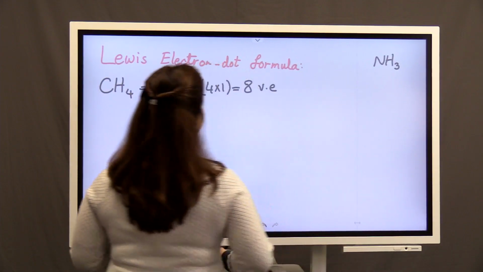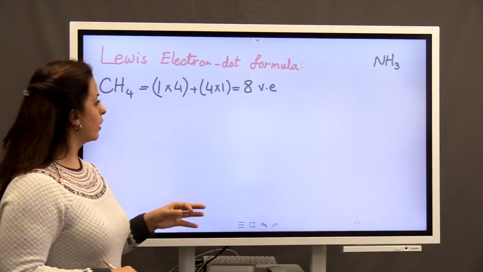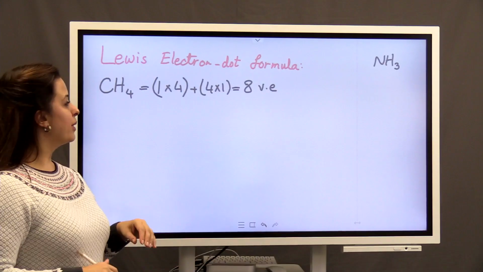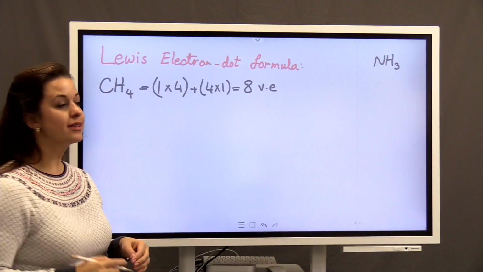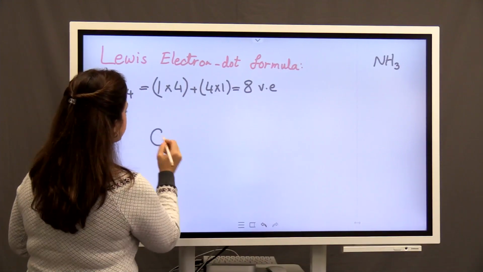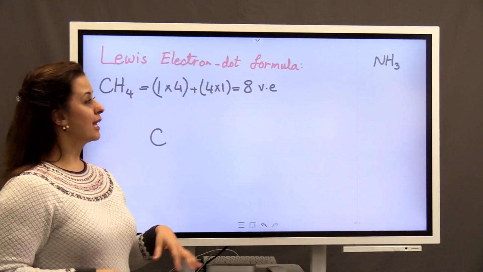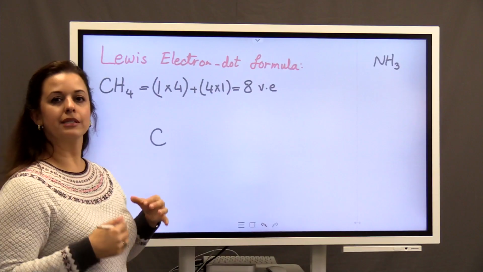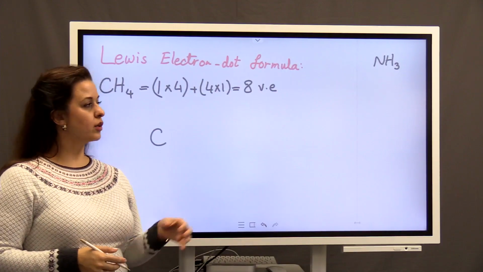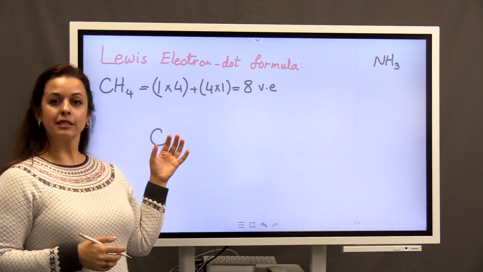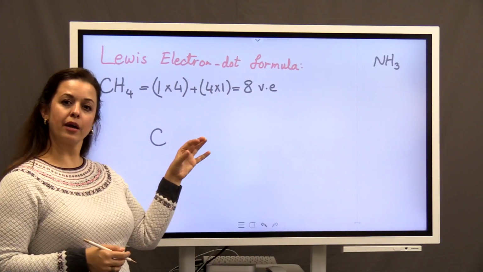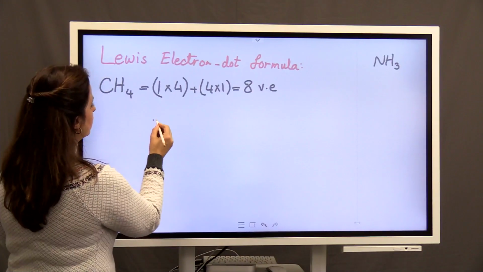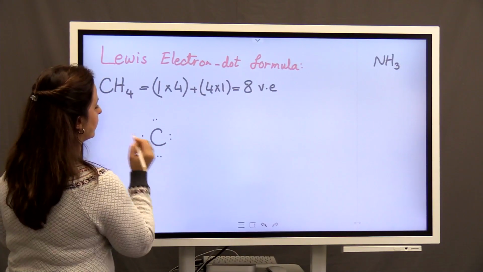Now, let's put the central atom in the center of the molecule. You have 4 hydrogens and 1 carbon. Keep it in mind that hydrogens can never be the central atom. So you put your central atom. The next thing is to put the valence electrons around it, to complete its octet. What is the octet? The octet rule says that except for hydrogen, the rest of the atoms will have 8 electrons around them. So let's put these 8 electrons around carbon.